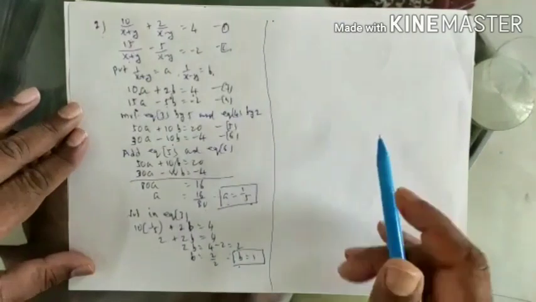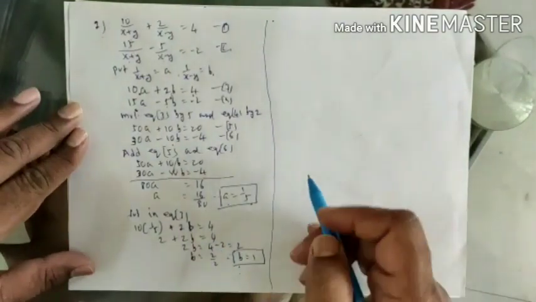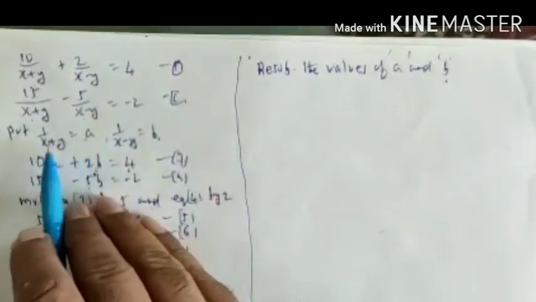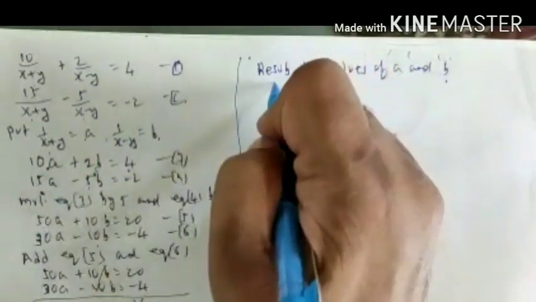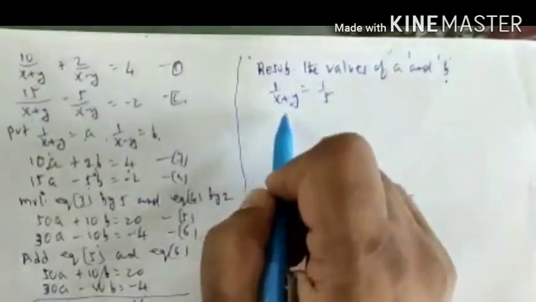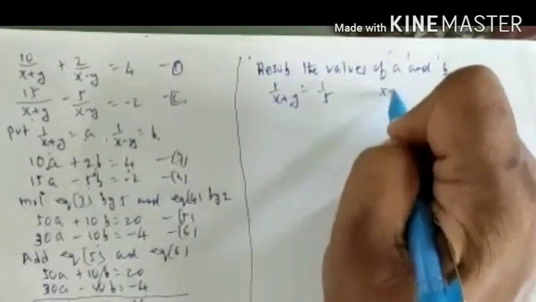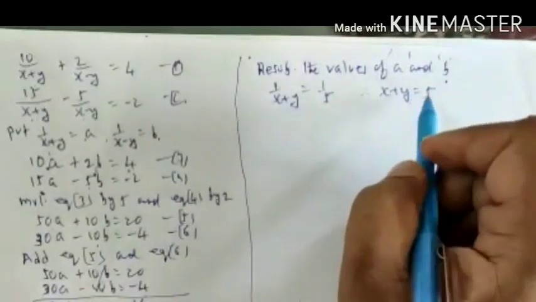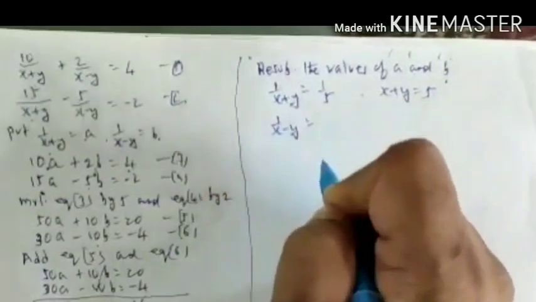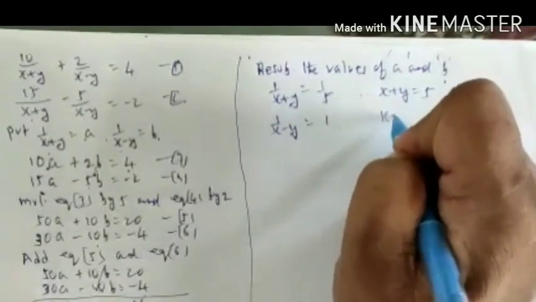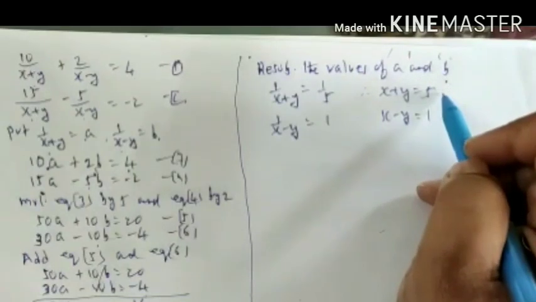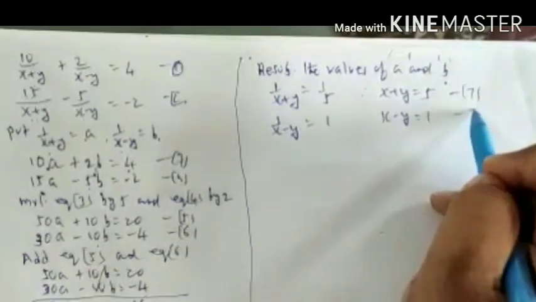So next part of the sum, what we shall do here? We shall resubstitute the value of A and B. See, A is equal to what? 1 upon x plus y. So write here, 1 upon x plus y is equal to 1 upon 5. By invertendo, we get x plus y is equal to 5. The value of B is 1 upon x minus y, so 1 upon x minus y is equal to 1. Again by invertendo we get x minus y is equal to 1. We got this as equation 7 and this is our equation 8.